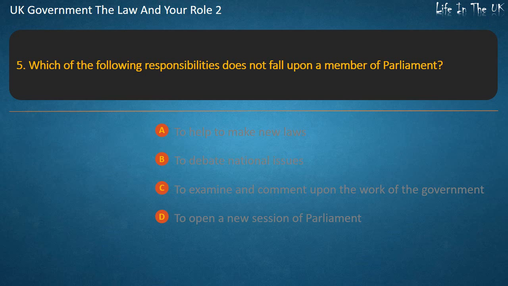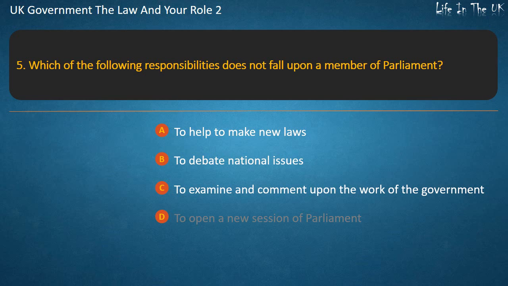Question 5. Which of the following responsibilities does not fall upon a Member of Parliament? To help to make new laws. To debate national issues. To examine and comment upon the work of the government. To open a new session of Parliament. Answer. To open a new session of Parliament.